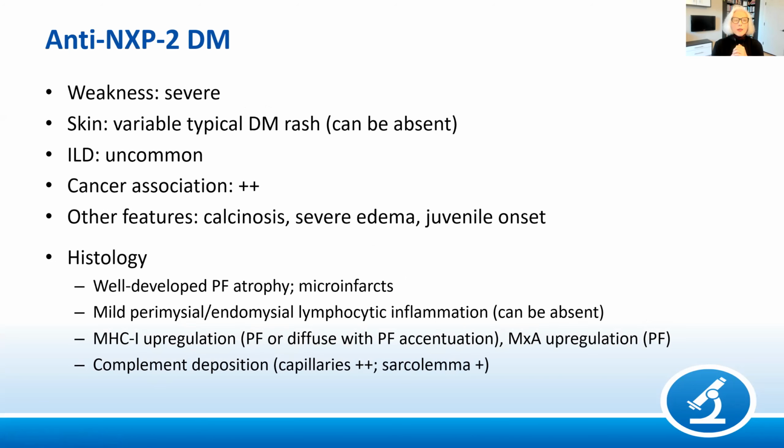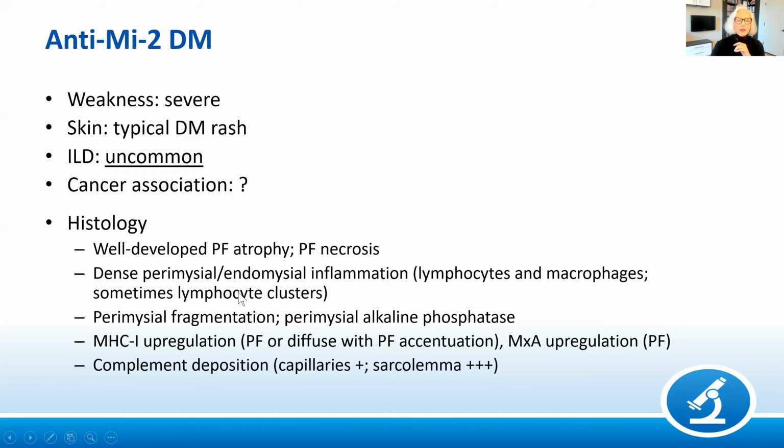Here is the anti-NXP2 dermatomyositis. This is the most common antibody if you have juvenile dermatomyositis. You can have some of these unique clinical features like calcinosis and severe edema. And here, the unique histologic feature is the presence of microinfarcts that you can have in these perifascicular areas, but otherwise it also looks pretty typical for dermatomyositis.